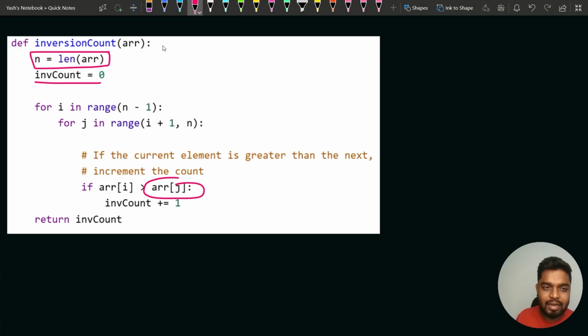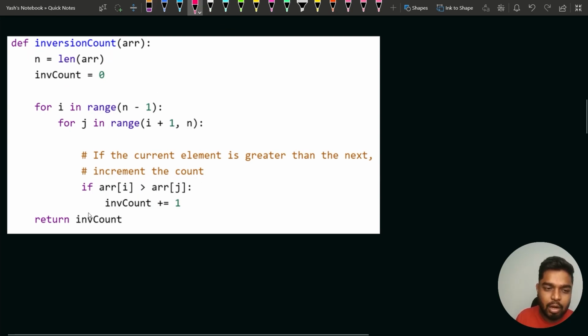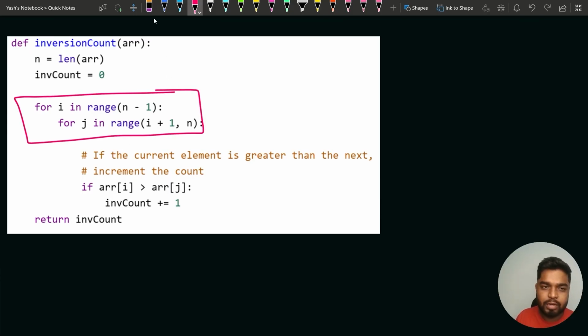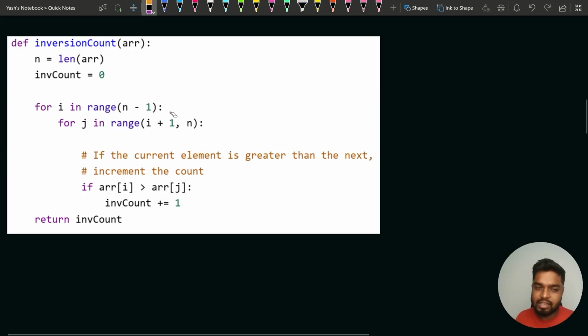If for any ith element the jth element is lesser, that is, the ith element is greater than the jth element, then you increase the inversion count variable, and at the end you return the counter. This would take order of n square time, because we are using two loops, nested loops here.